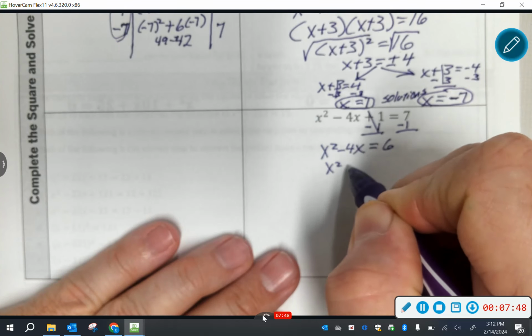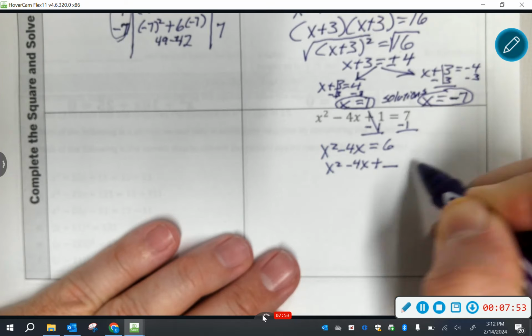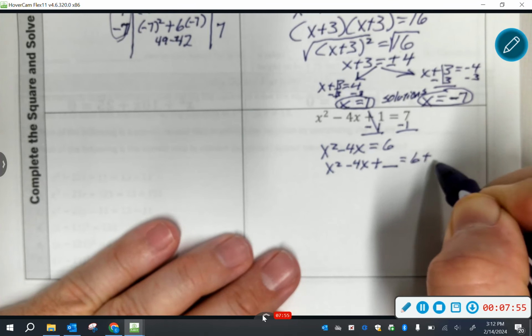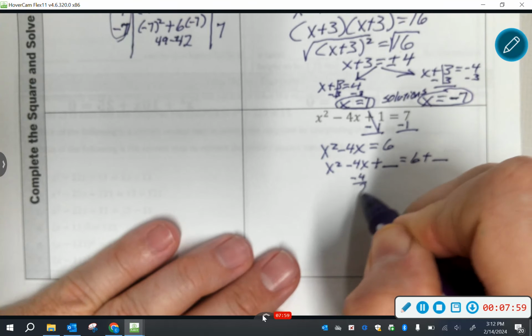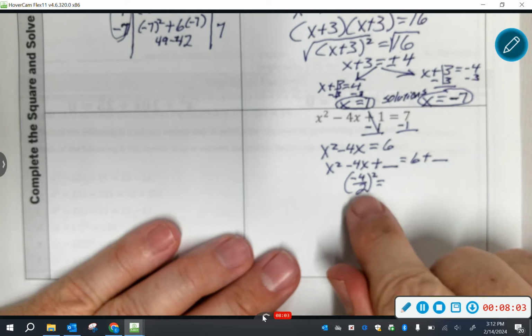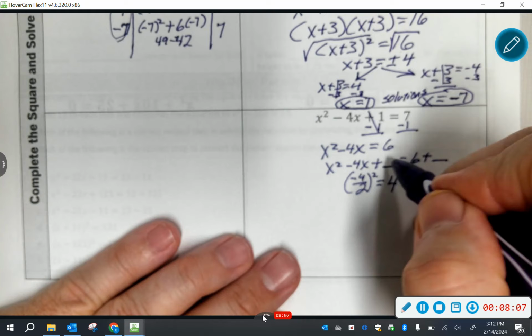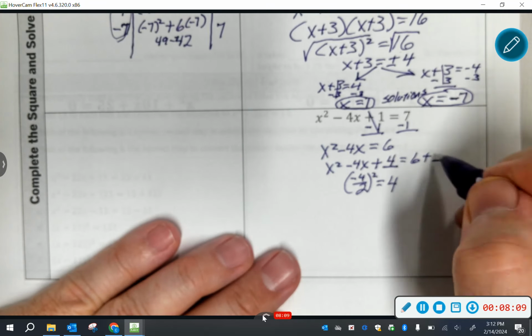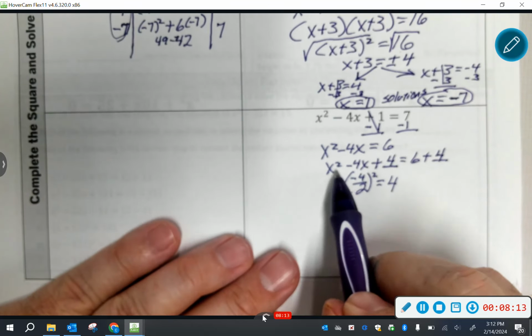So we're going to go x squared minus 4x plus blank is equal to 6 plus blank. So that'll be negative 4 over 2. Square that. Okay, negative 4 divided by 2 is negative 2, then square it, that gives us 4. So I'm going to put 4 here, and I'm going to put 4 here.